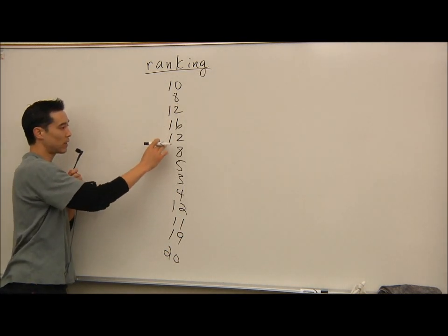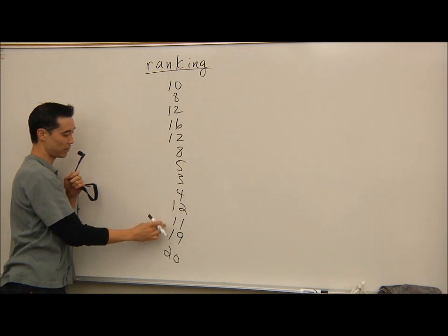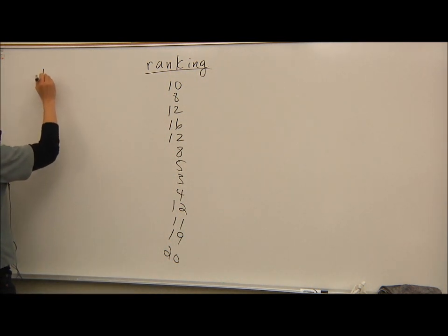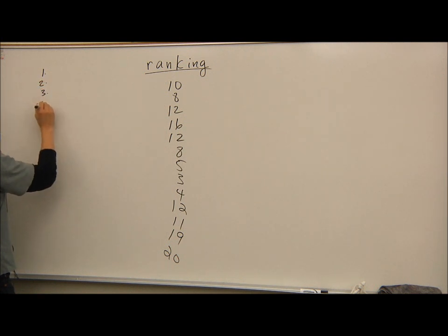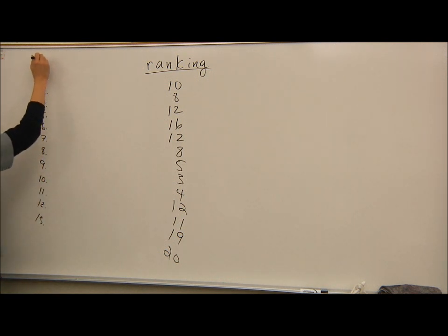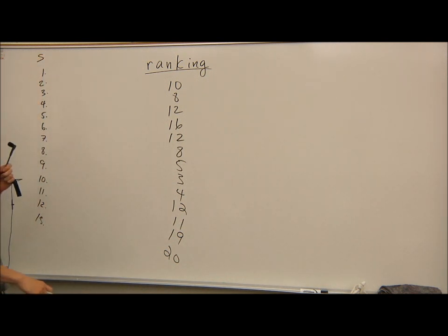1, 2, 3, 4, 5, 6, 7, 8, 9, 10, 11, 12, 13, okay? So I'm going to put 13 spots. 1, 2, okay, so I'm going to label that S. Those are my spots. There's 13 spots.